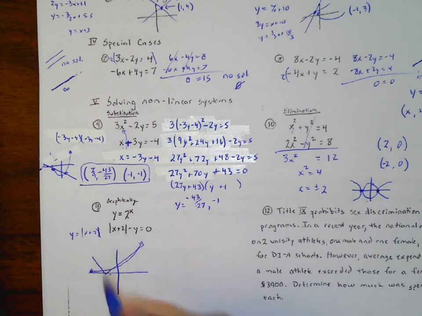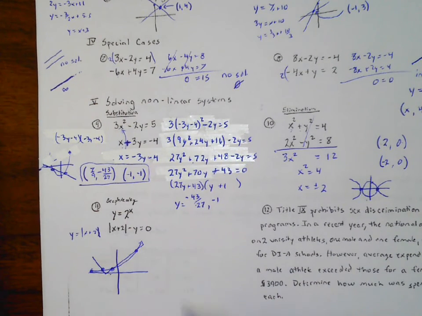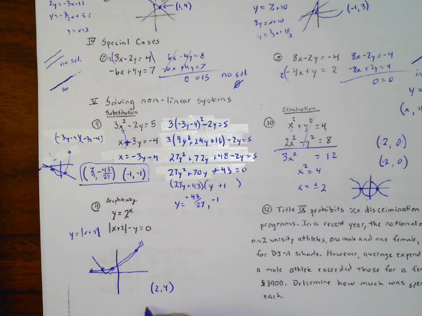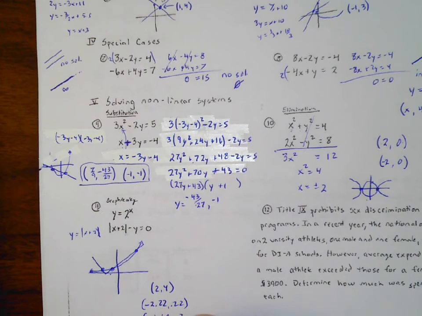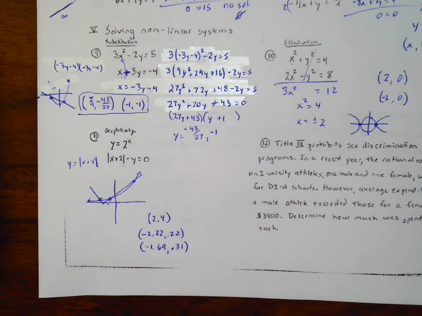Okay, so we actually have 3 different answers here. We got one here, we got one here, we got one over here. So 3 different solutions. And those are the 0.24, for this one right here, negative 2.22 and 0.22 right there, and negative 1.69 and 0.31. Okay, so using Desmos is a real nice way of doing it as well.